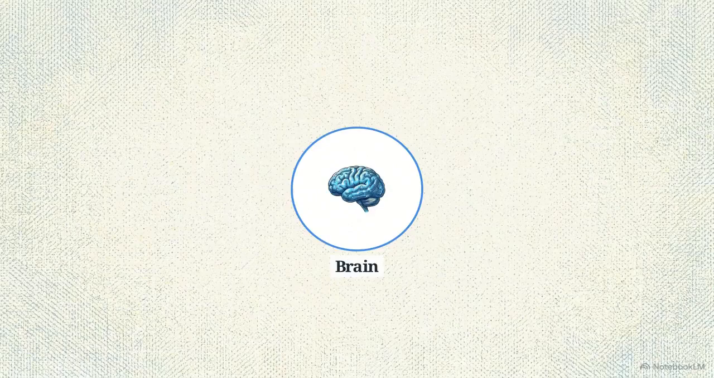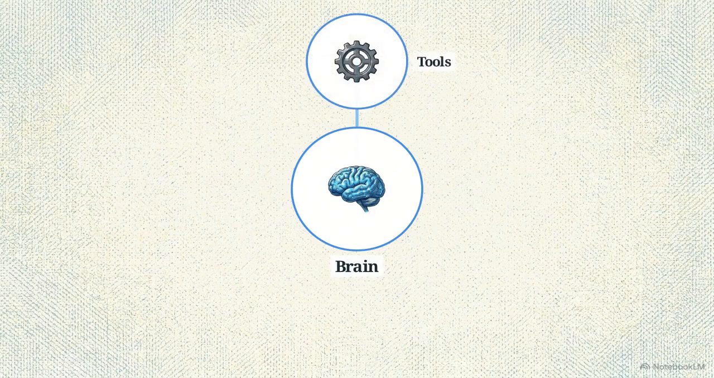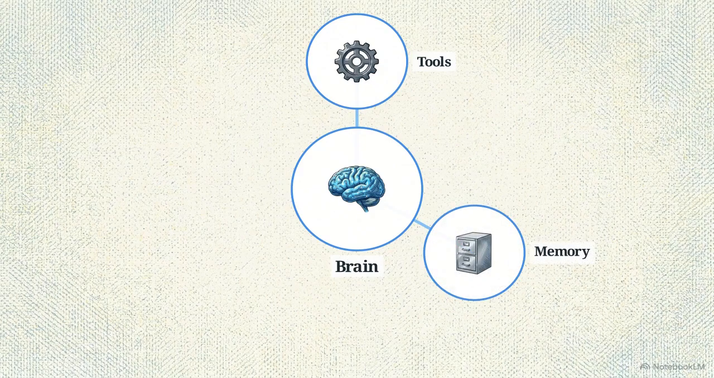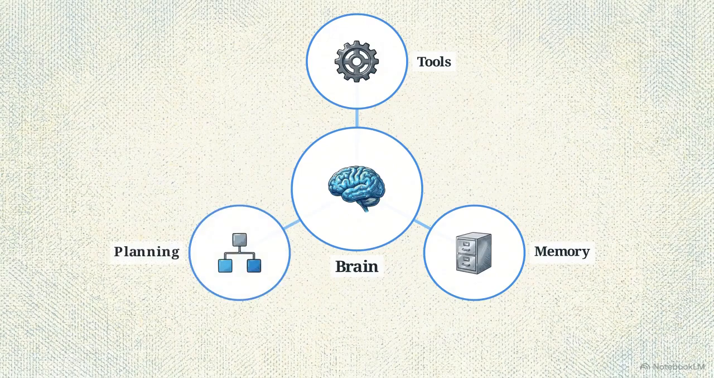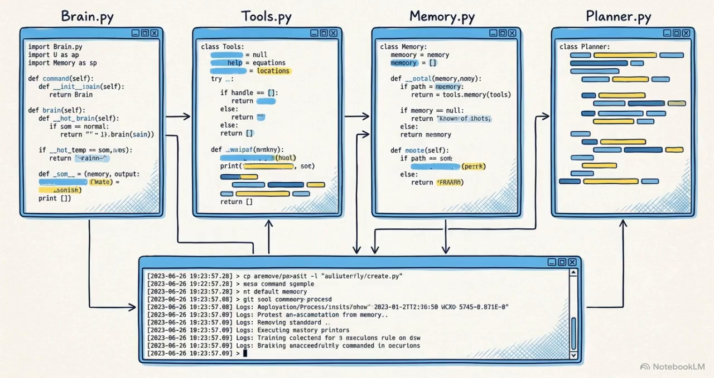First, the brain, your core LLM processing engine. Second, tools, functions the LLM triggers, like scripts or searchers. Third, memory, short-term recall and long-term vector databases. Fourth, planning, using ReAct methodology to reason and act. Integrating these 4 components transforms the static text generator into an autonomous problem solver.